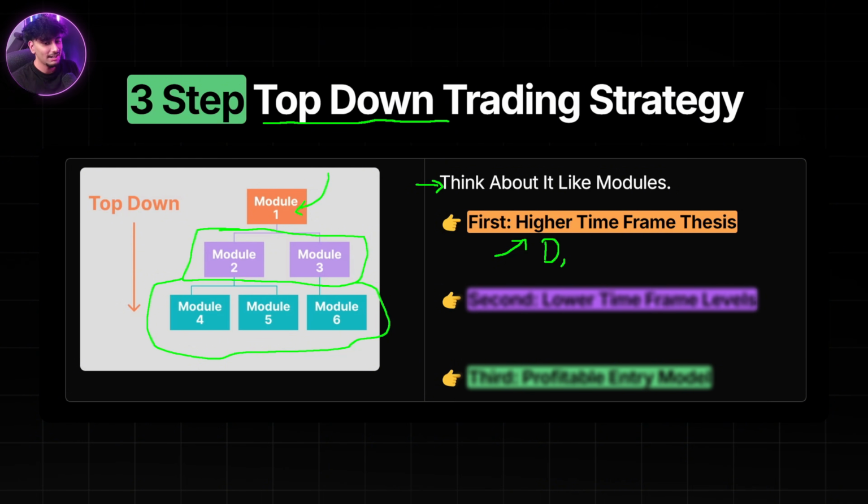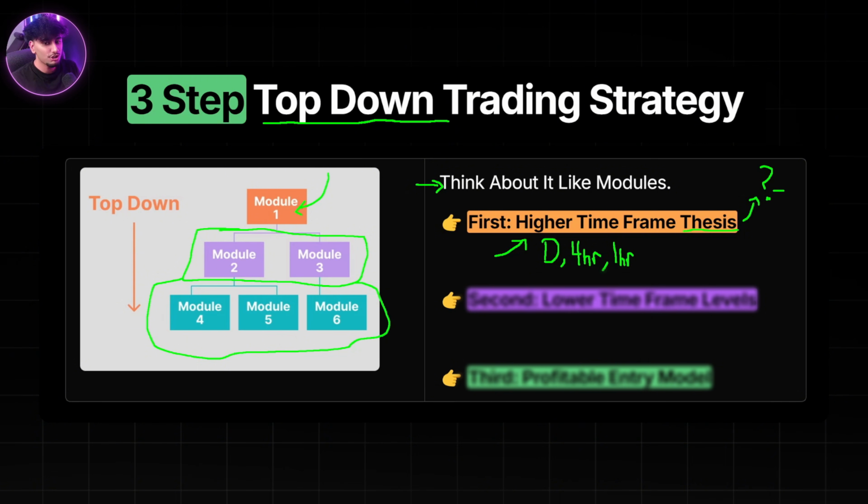Now, when I say the higher time frame, this includes the daily chart, the 4-hour chart, or the 1-hour chart. These are the 3 higher time frames that I personally look at when I'm creating a thesis on which stock I want to focus on in the day. And one thing I want you to notice is I said the word thesis. I am creating a thesis on what could potentially happen in the day.